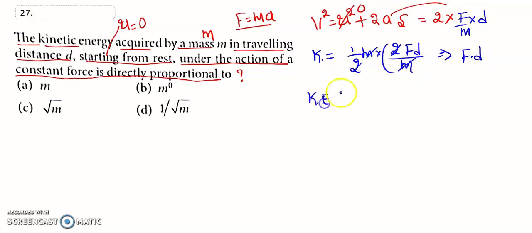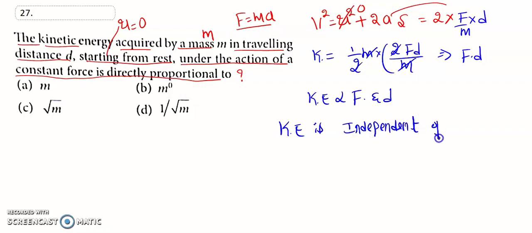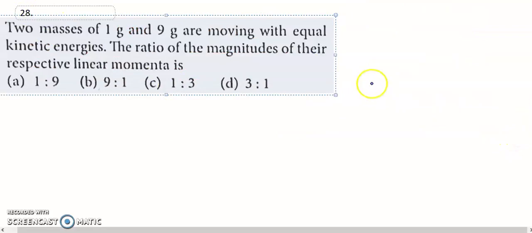The kinetic energy is directly proportional to F and d. So that means the kinetic energy is independent of mass. Correct? Independent of mass means mass to the power of 0, that is equal to 1. So option B is the right answer for 27. Let's move to the 28th question.